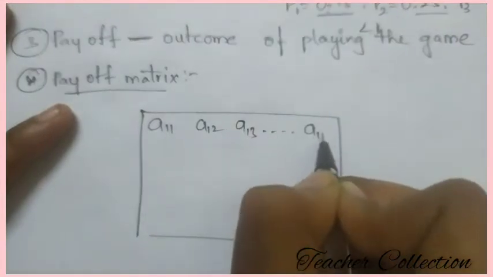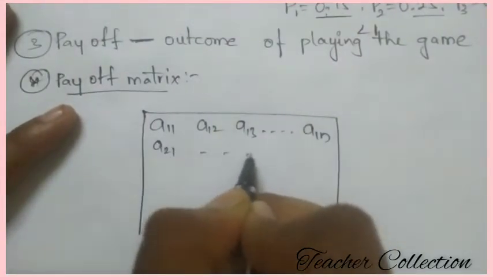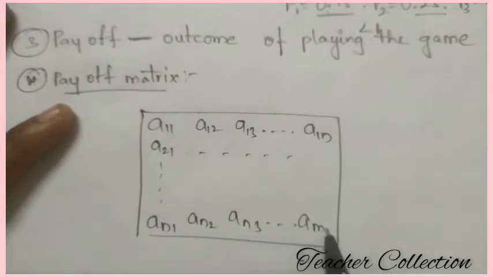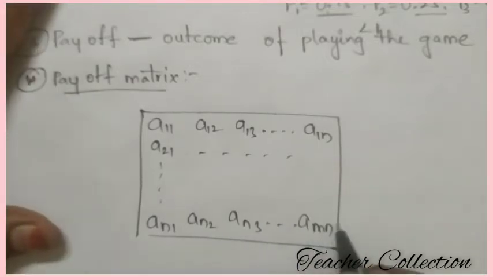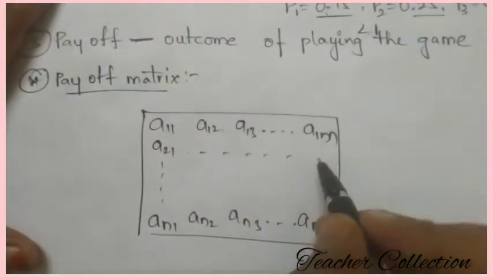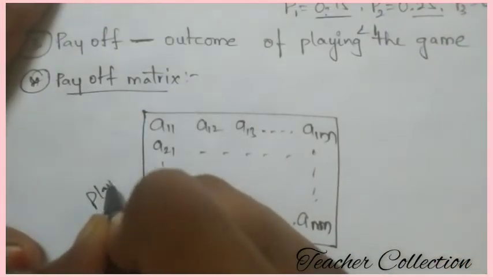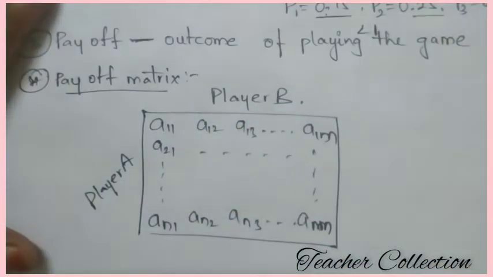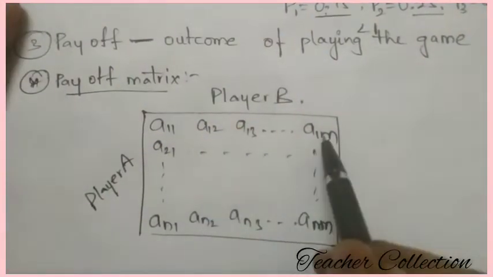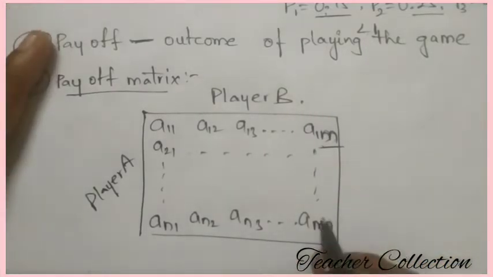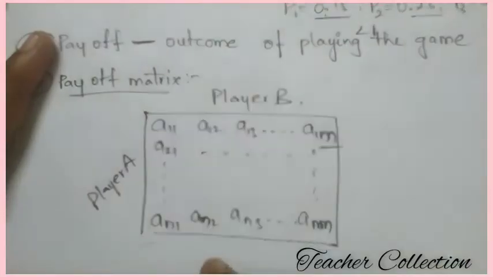A13 and so on, A1n, and here A21, and here AN1, AN2, AN3 and so on, up to AMN, or we can say NM, here M. These are the player A strategies, and these are the player B strategies. Here M is the number of strategies of player A and N is the number of strategies of player B.